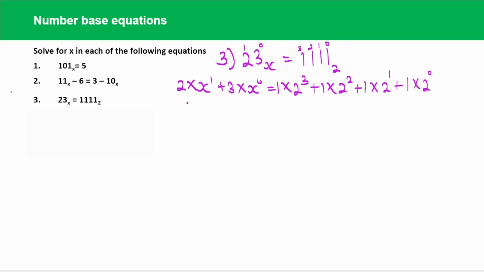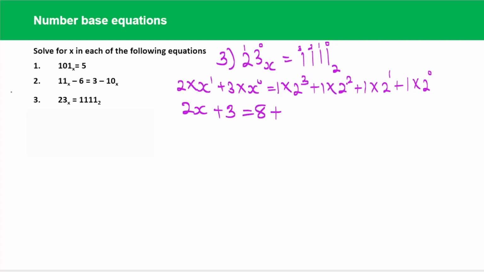Now let's go ahead and simplify further. X to the power of 1 will give x. 2 times x, that will give us 2x. X to the power of 0 will give 1. 1 times 3, that will give us 3. 2 to the power of 3 will give 8. 8 times 1 will give us 8.